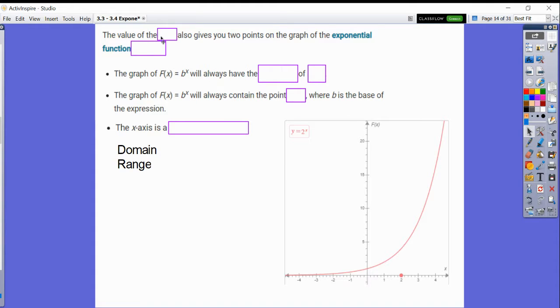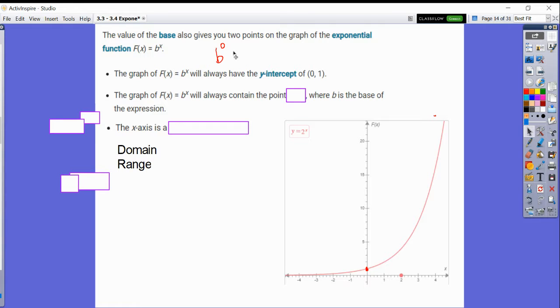All right, now we're going to fill in some more blanks. The value of the base also gives you 2 points on the exponential function, f of x equals b to the x, or y equals b to the x. So if you know what the base is, you can find 2 values. One of them I already mentioned earlier. The easiest one is the y-intercept. If you plug a 0 into the x, any positive real number to the 0 power will equal 1. Sorry, anything to the 0 power is not 0, it is 1.